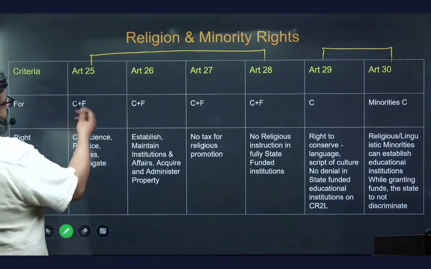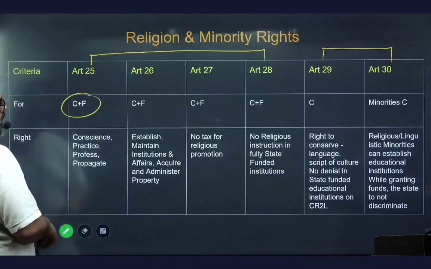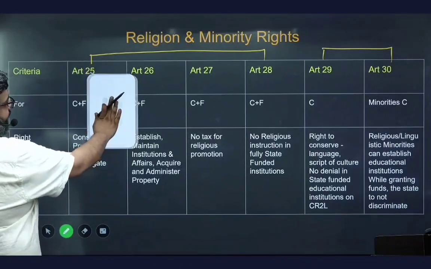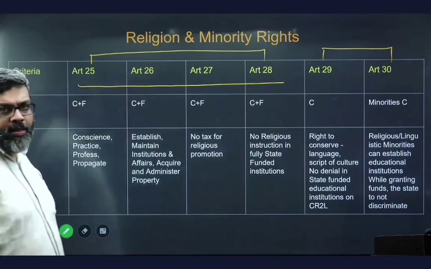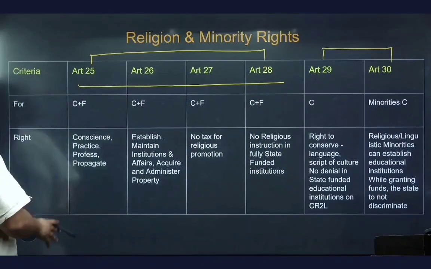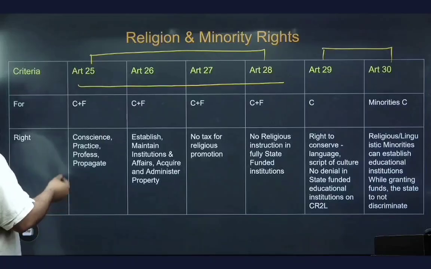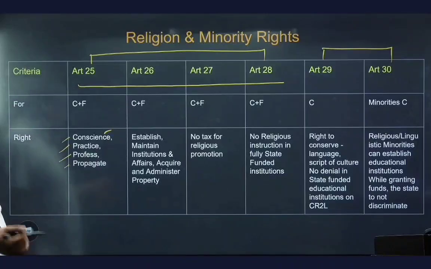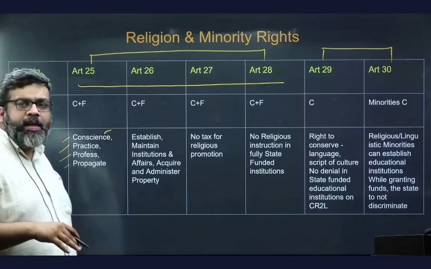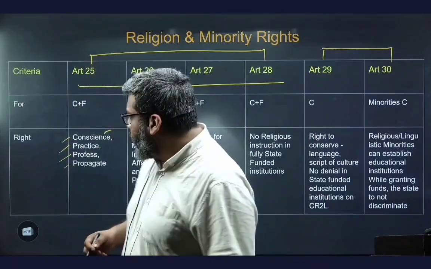First, Article 25 is available for everyone. So basically, Articles 25 to 26 are available to everybody, to citizens and foreigners. Let's do this block first. Article 25 tells you have the right to conscience, practice, profess, and propagate. Conscience means you have the right to believe in a supreme being or not, and how you believe in the supreme being is entirely your call.